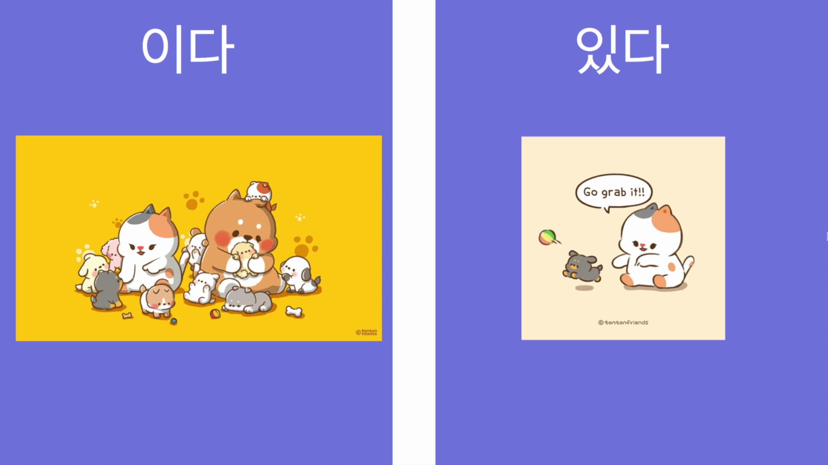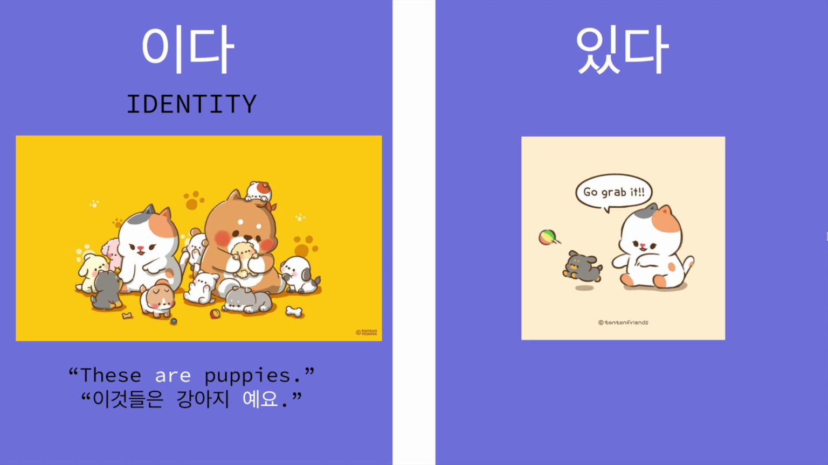More examples. On the left, we have identity. These are puppies. 이거들은 강아지예요. On the right, we have exist. There is a puppy. 강아지가 있어요.